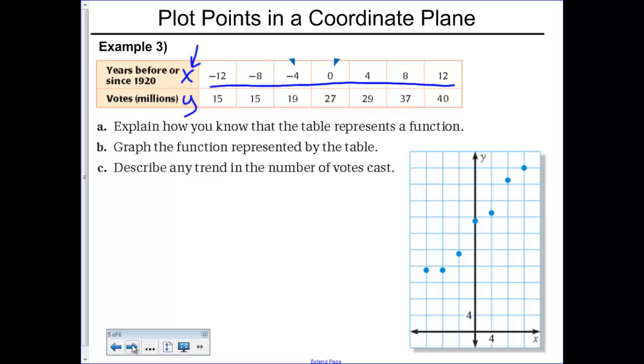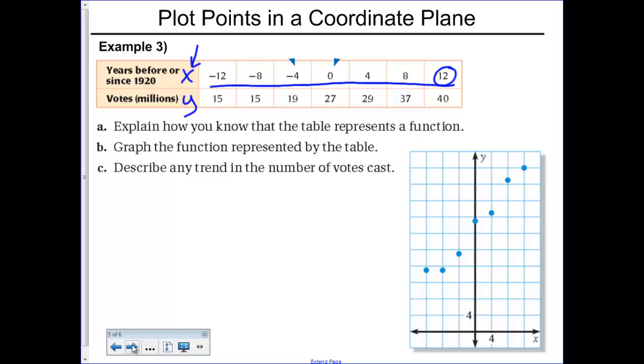We don't see any duplicates, which means we don't care if the output is the same or not, because what we don't want to have is the same number, let's say 12, producing a 40 one time and a 35 the next time. If we have that case, then that would not be a function. That would not be a one-to-one relationship. So in this case, it is a function because there are no inputs that are duplicated producing different outputs.